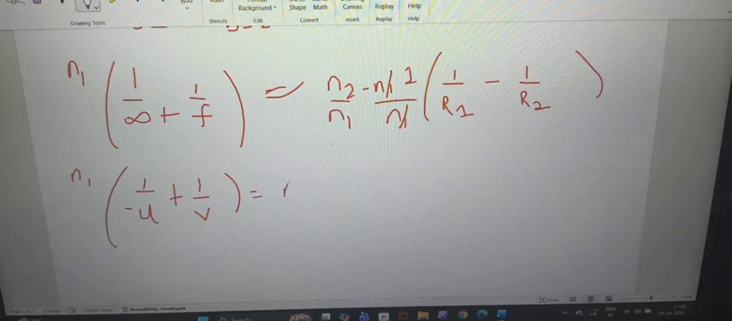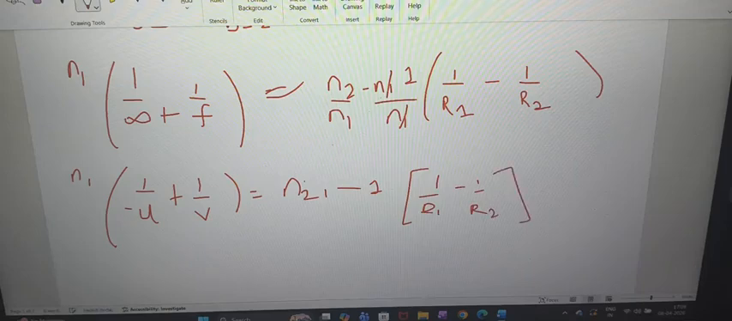Here n2 by n1 can be written as n21 minus 1. Then this will be as it is, 1 by r1 minus 1 by r2. Now what we will do is, here n1 gets cancelled because we are basically dividing the entire equation by n1. So here also it will be divided by n1. So here n1 is not there. n1 by n1 cancelled and you get 1 over here. Okay. So after placing the u and v values and after dividing the entire equation by n1, you get this.